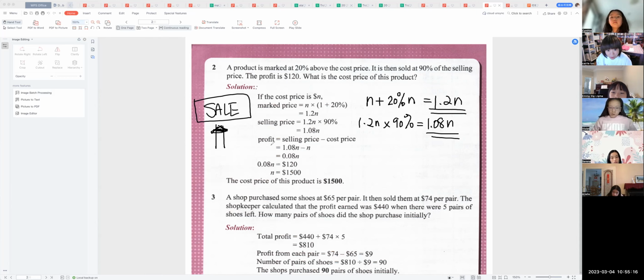So the profit equals the selling price minus the cost. So 1.08N minus N equals 0.08N. And we know the profit is 120. So 0.08N equals 120, so N equals 120 divided by 0.08. So the answer is 1,500.